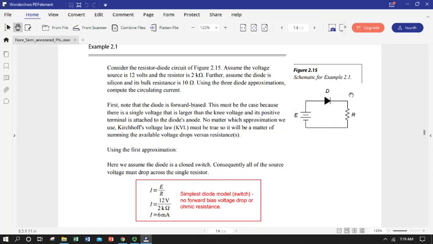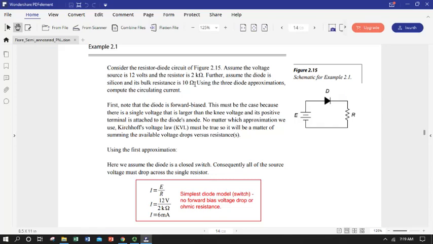So we've got a real simple circuit. You'll probably build one of these in one of your labs. We have a DC voltage source rated at voltage equal to E. We have a diode D, and we have a resistor R. Somebody who's really smart, they put a current limiting resistor in their circuit so they wouldn't burn out their diode. So somebody wants to know, for this circuit, we assume the voltage is 12 volts and the resistor is 2 kilo ohms, and the diode is silicon, and it's got a bulk resistance of 10 ohms.